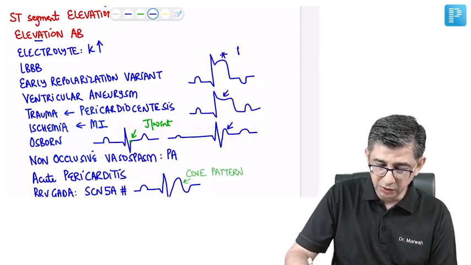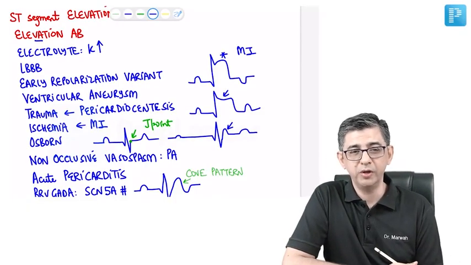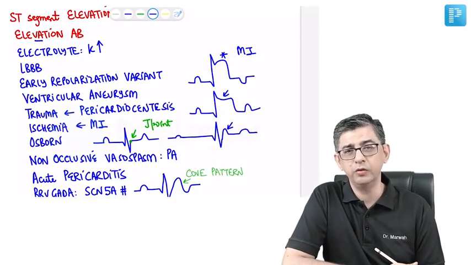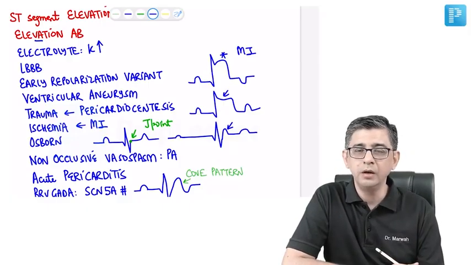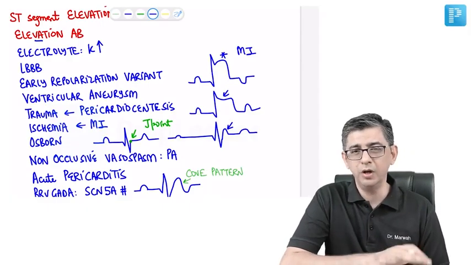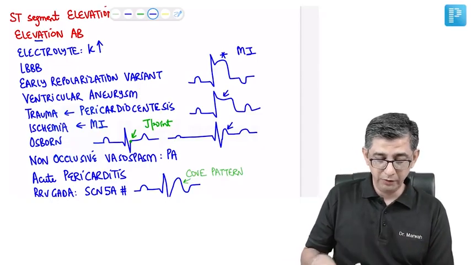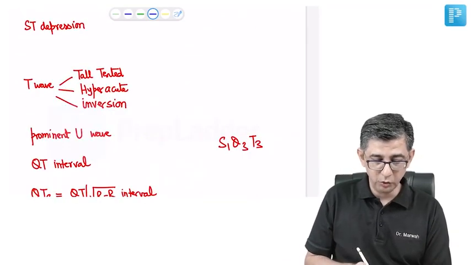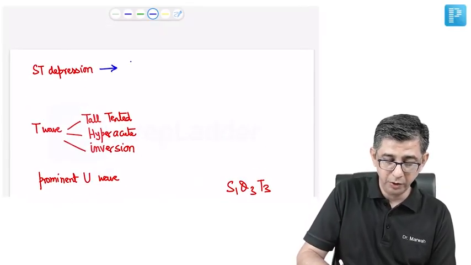The one with the star mark is for MI, and the one which I've not written anything but concave upwards is for acute pericarditis, which could be usually a viral pericarditis or maybe even a post COVID-19 pericarditis, or even a combination of myocarditis and pericarditis can be seen post COVID. ST segment elevation is a must know information that you should be remembering. Now we're going to talk about conditions where we have ST segment depression.